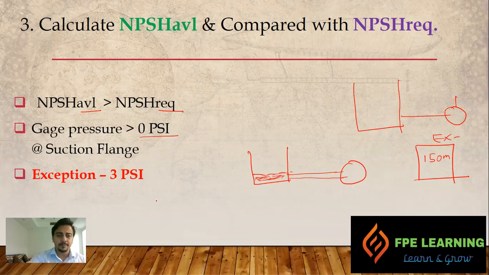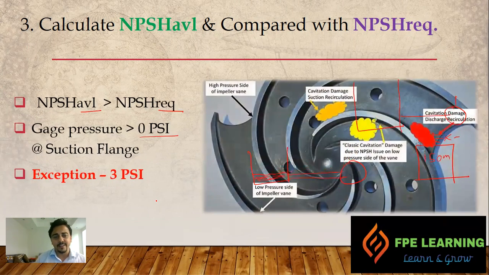And here you can see the damage, how it happens from the NPSH problem, which causes cavitation and damages the internal parts of the impellers. It is a very serious concern for fire pumps over long years of service.